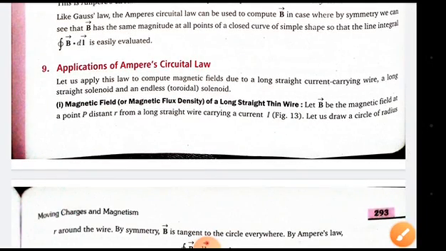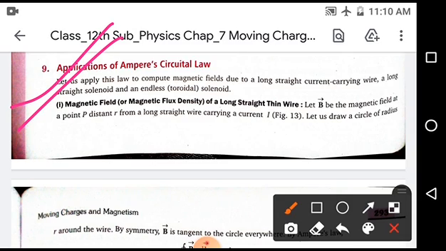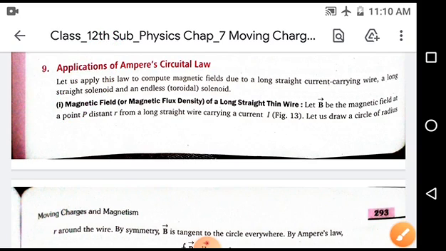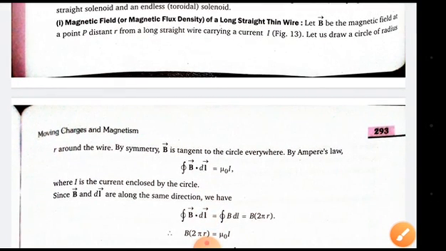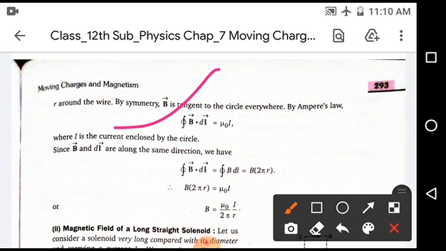Now students, we will discuss the applications of Ampere's Circuital Law. There are many applications, of which the first is the magnetic field of a long straight thin wire. If we have a long straight thin wire, we can find the magnetic field using Ampere's Circuital Law. We know that integral B into dl equals mu naught times I. So we can write B into 2 pi r equals mu naught I, and from this formula we can find B, the magnetic field due to the thin wire. It will be mu naught upon 2 pi times I upon r.